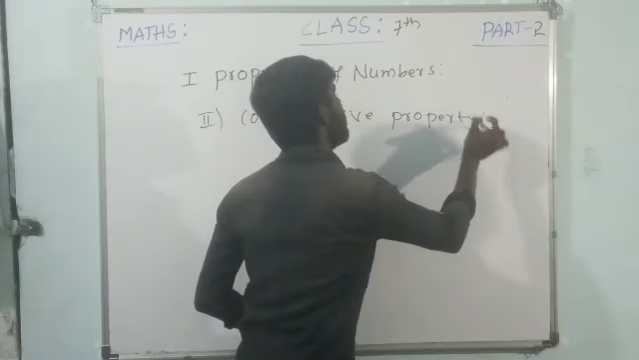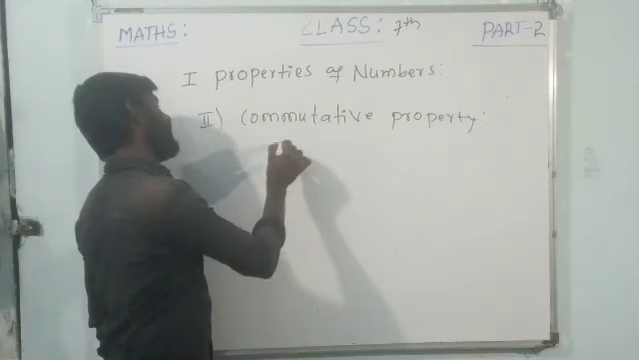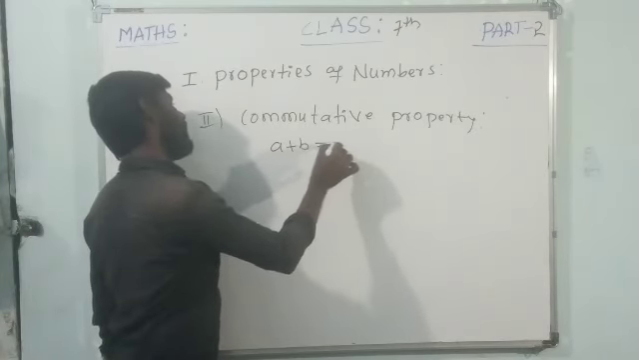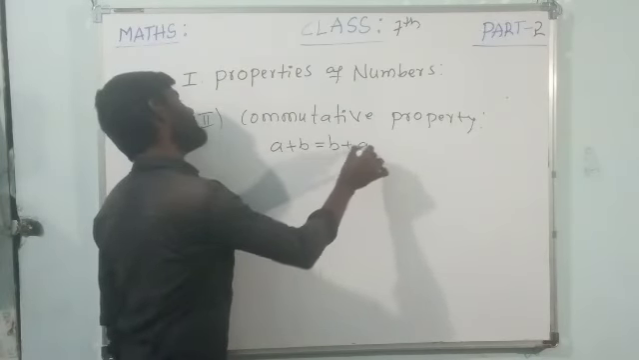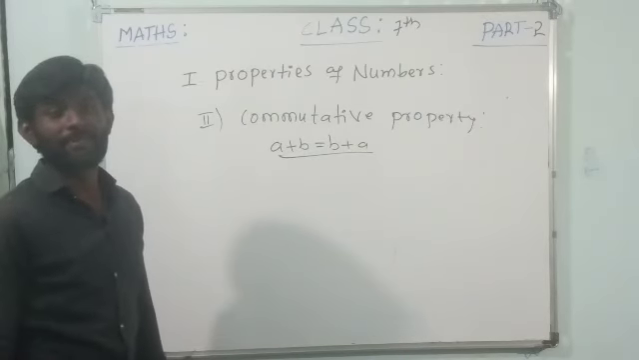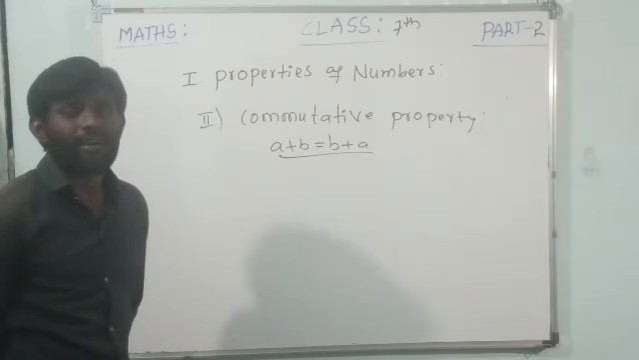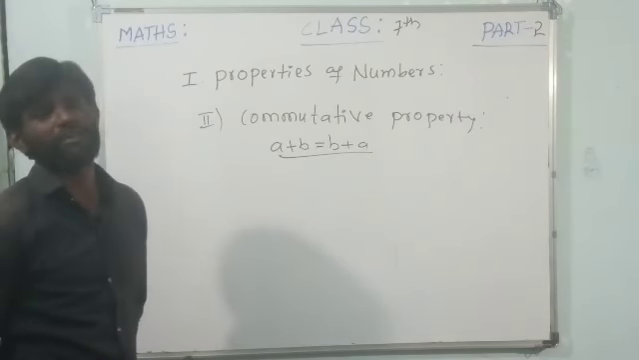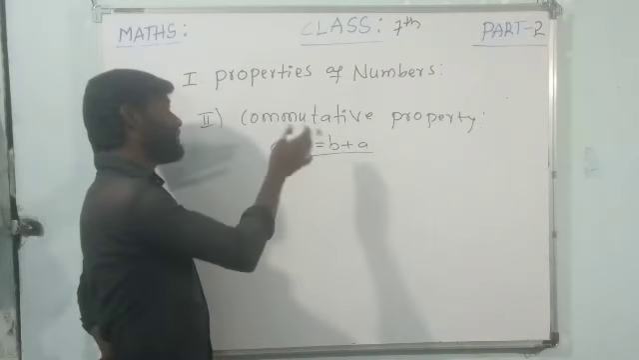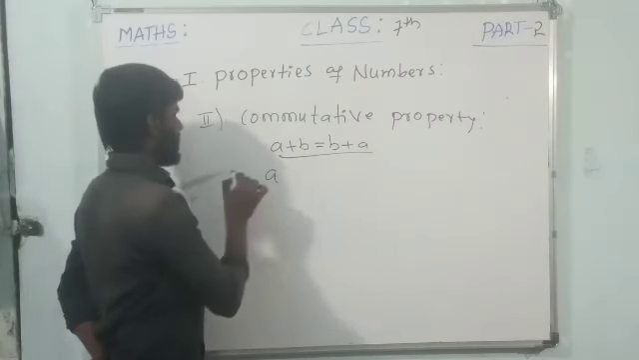Commutative property. You know that a plus b is equal to b plus a. This is overall addition. You may ask one question, sir. Can commutative property obey for negative on negative? No. Commutative property is especially in case of addition. Let us take example 1.